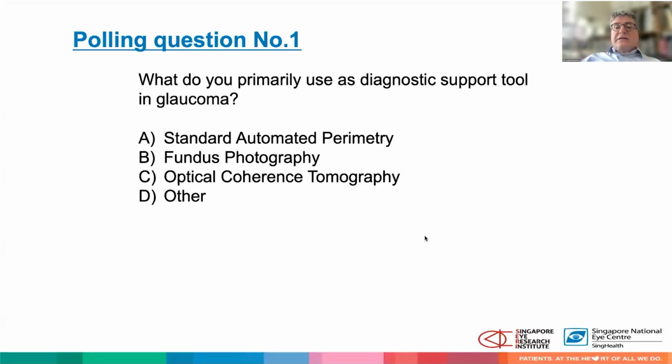Yeah, so you can see that the majority of people here use optical coherence tomography. This is a little bit more than 50%. Approximately 1/3 use standard automated perimetry, 10% fundus photography, and 5% other. Okay, thank you very much.